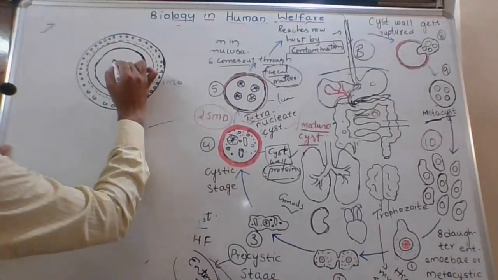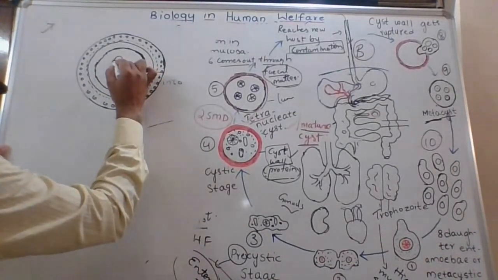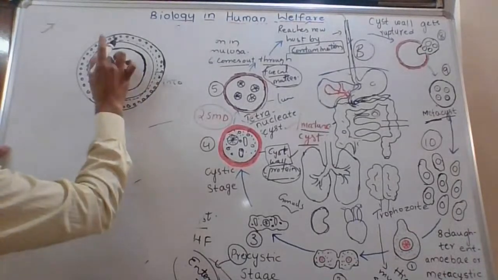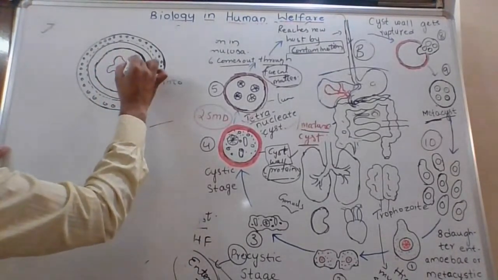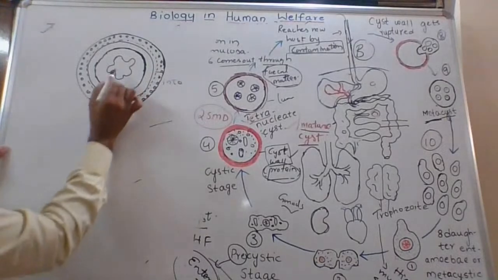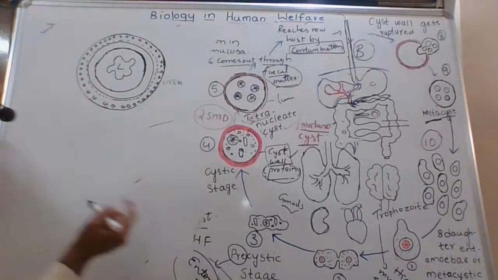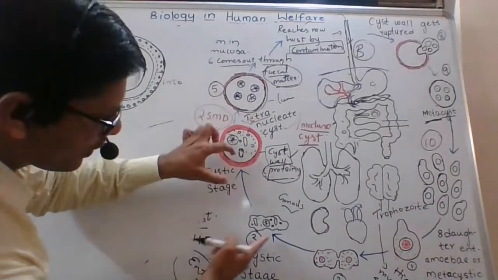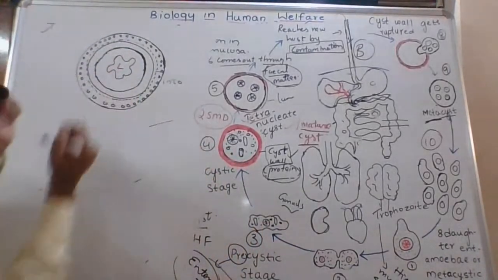Next, the innermost layer I am drawing now. This is the innermost layer, the lumen part. This is called the lumen. These two stages live in the lumen.